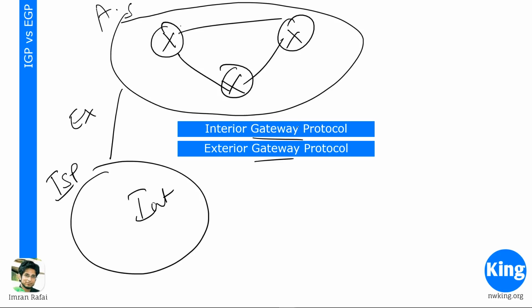So what are interior gateway protocols? Protocols like we discussed: RIP, OSPF, EIGRP. These are interior gateway protocols. Now, exterior gateway protocol: today the only exterior gateway protocol in use is BGP, Border Gateway Protocol. This is a protocol used exterior. So exterior gateway protocols are protocols used to connect autonomous systems. That is the difference between interior gateway protocol and exterior gateway protocol.